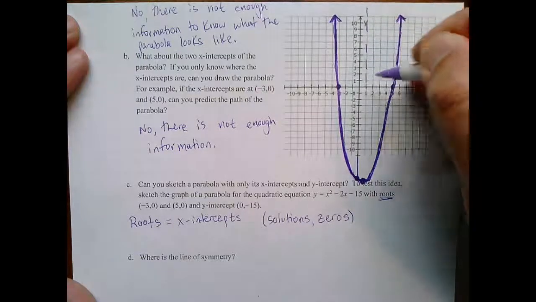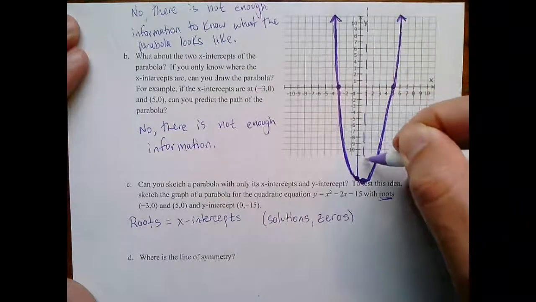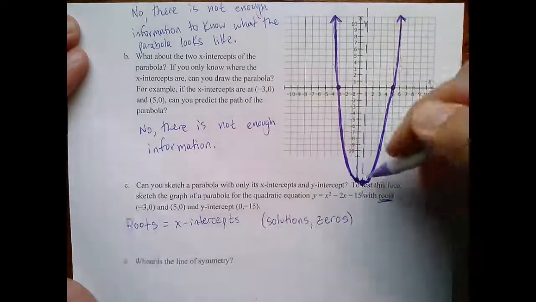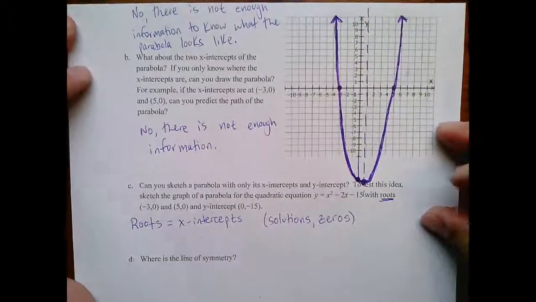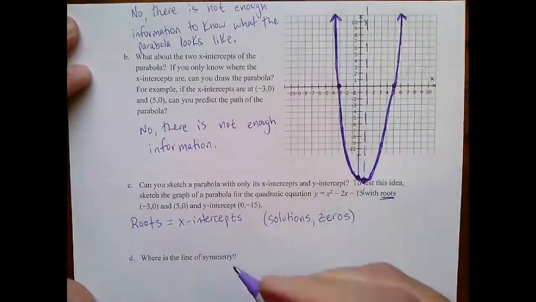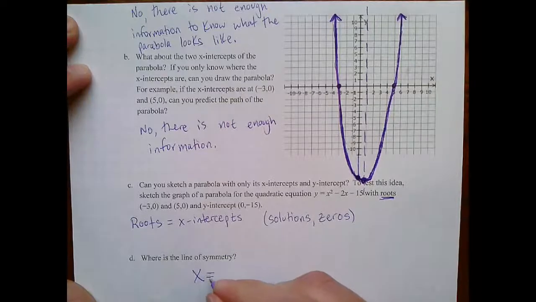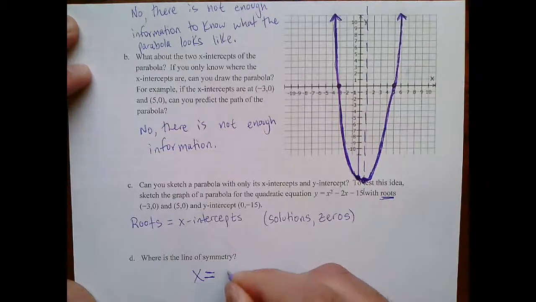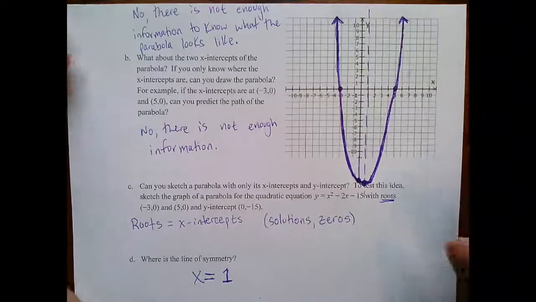So if I draw it in, we can draw it in here like this. So then how would you write that line of symmetry? Well, it's a vertical line, so it would have to start with x equals. What x value does it go through? It goes through 1. So in this case, you can say your axis of symmetry is x equals 1.